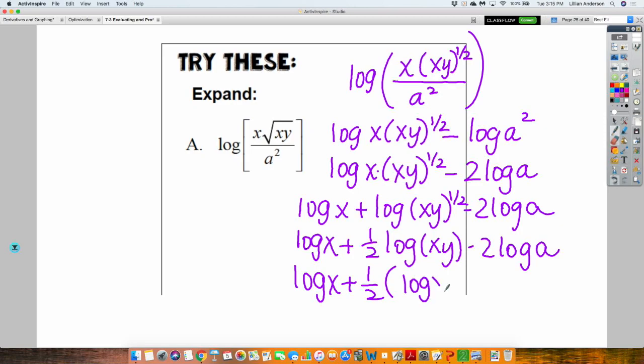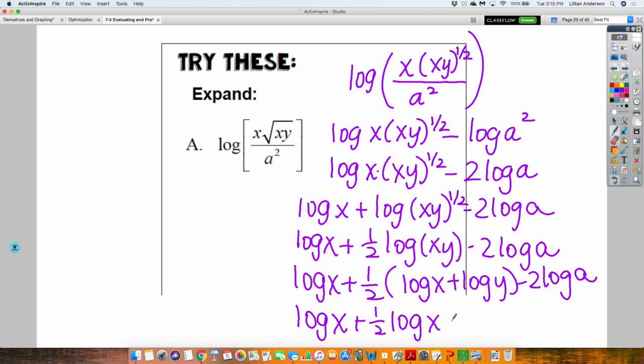Now this is showing every step. Still kind of not done, but will I write all this out only if someone is struggling? One last thing I need to do. Distribute what? The 1/2. And that is your final answer.